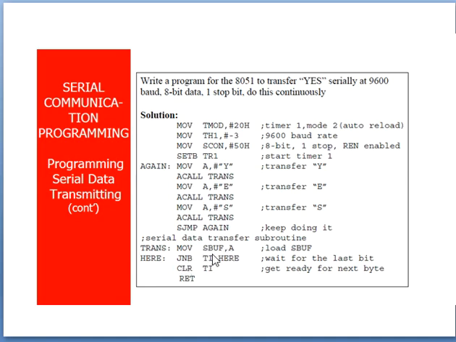Then it is continuously observed whether each of the bits of the particular character is loaded or not. It is continuously observed through this TI. Once it has been done, it is going to return to the next instruction, that is MOV A, #'E'. That is, it is going to load the second character E. Then again CALL TRANS, and again it is going to observe that all the bits of the E character are loaded into SBUF.